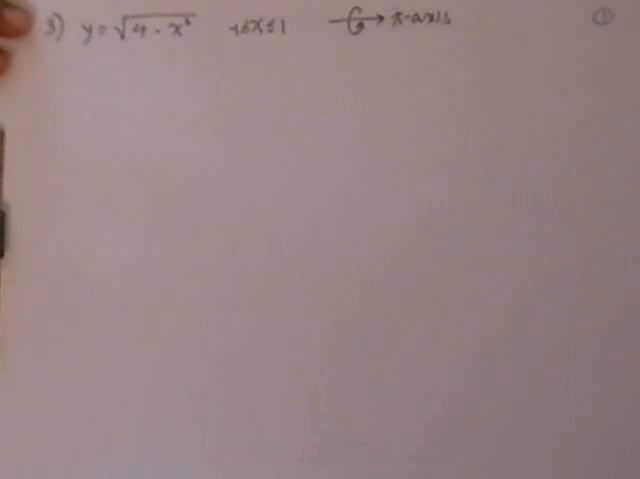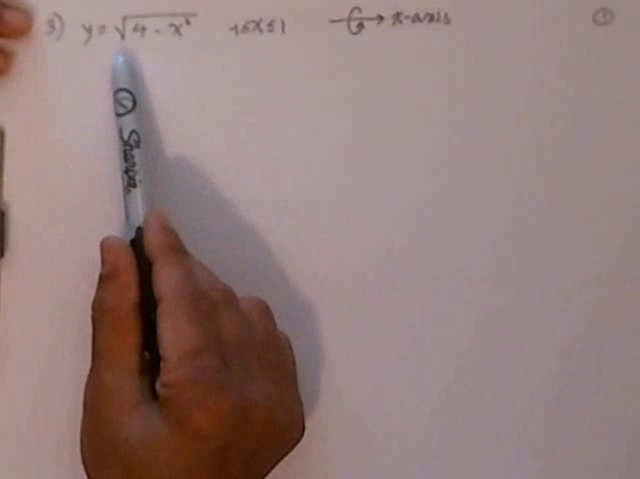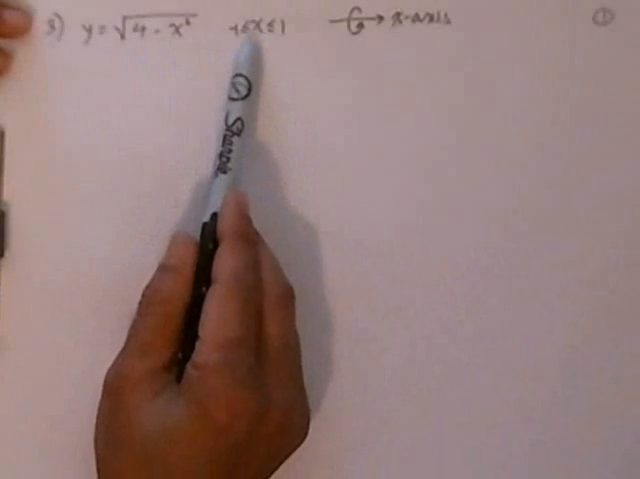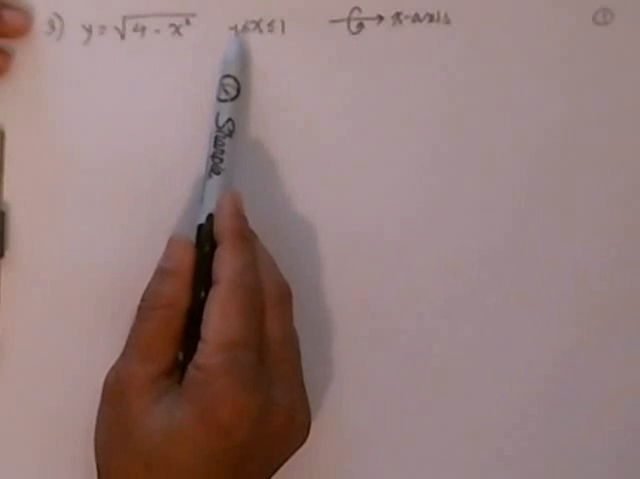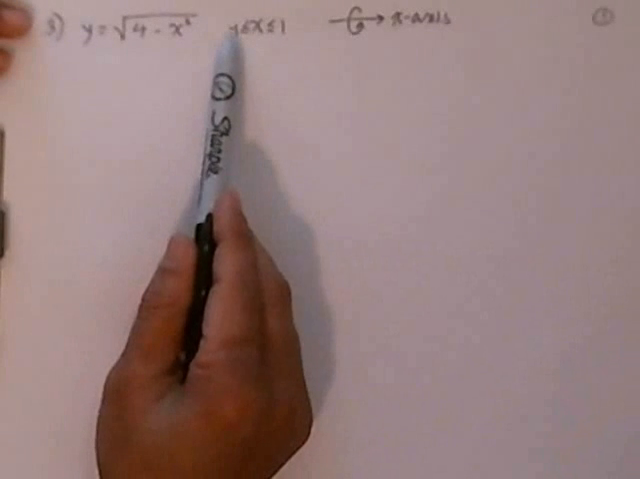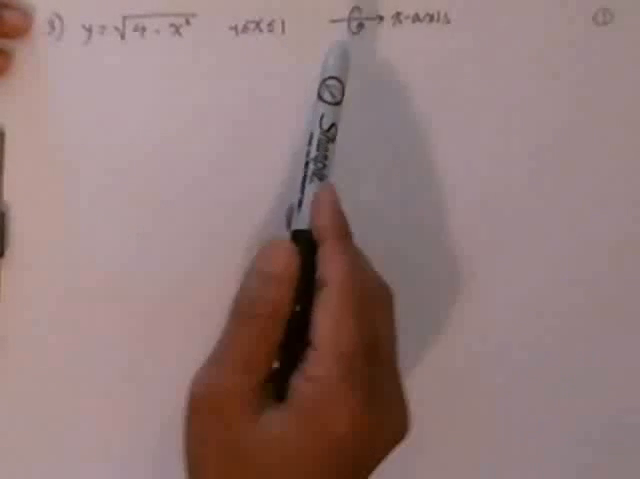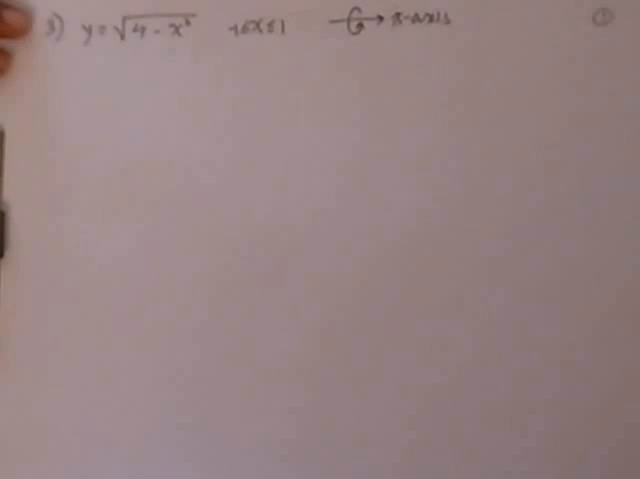Okay. The first question is y equals square root of 4 minus x squared. We're going to sweep it from -1 all the way up to +1, and we're going to rotate it about the x-axis.